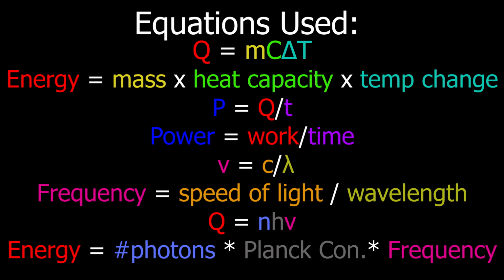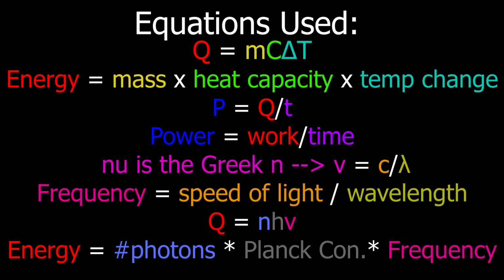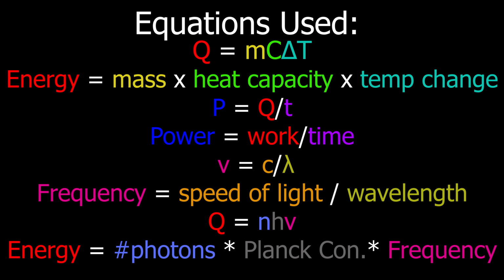The frequency of the wave, which is represented by nu, is equal to the speed of light, represented by c, over wavelength, which is represented by the Greek letter lambda. And energy, which is again Q, equals the number of photons n times the Planck constant h times the frequency, which is again nu.